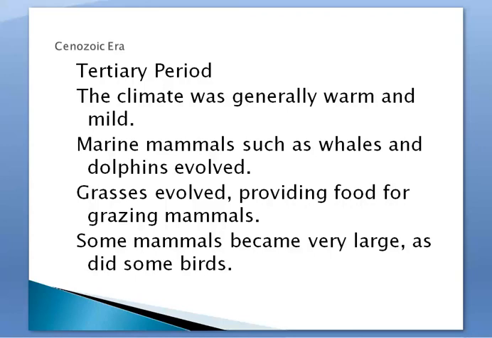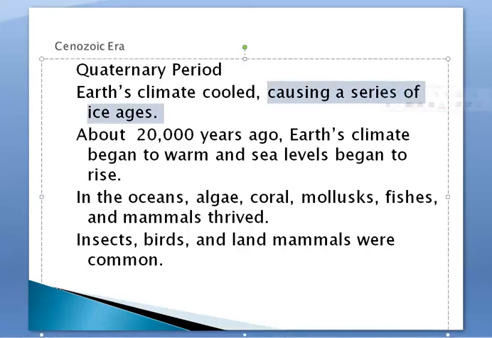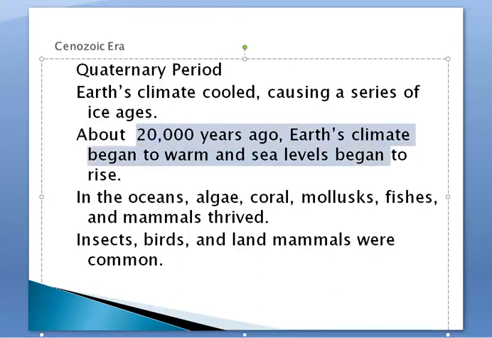And then some mammals became very large, as did some birds during this period. So the Tertiary period was a good period for the mammals. A lot of food for them to eat, a lot of them developed, nice warm climate. However, during the Quaternary period, Earth's climate cooled drastically and it caused a series of ice ages. So when we watch the movie Ice Age, this is usually the period it's occurring in, the Quaternary period. And about 20,000 years ago, Earth's climate began to warm again and sea levels began to rise.